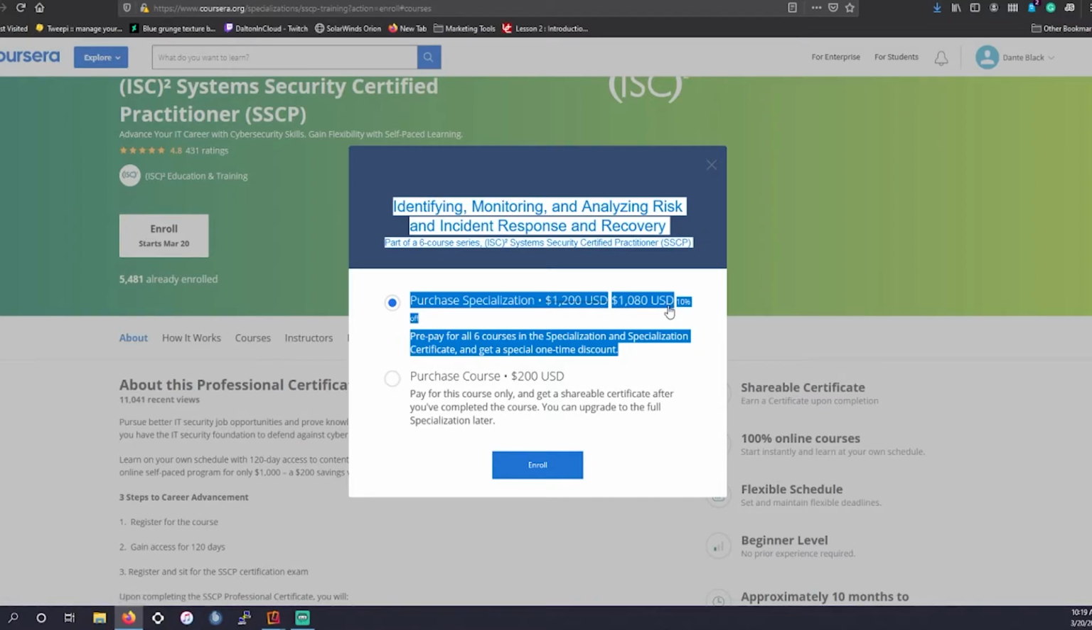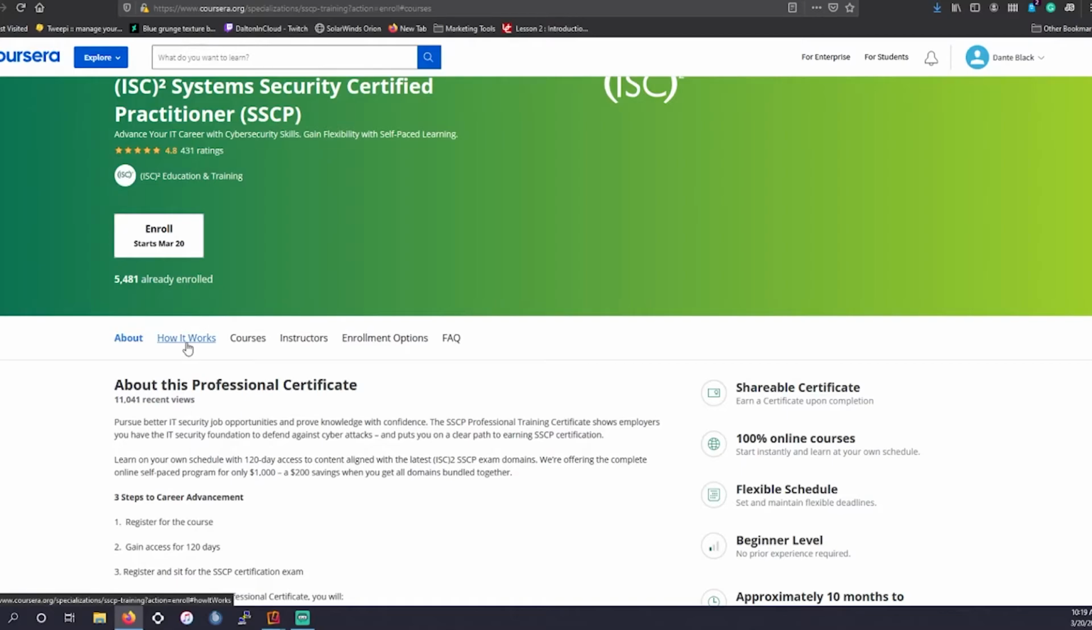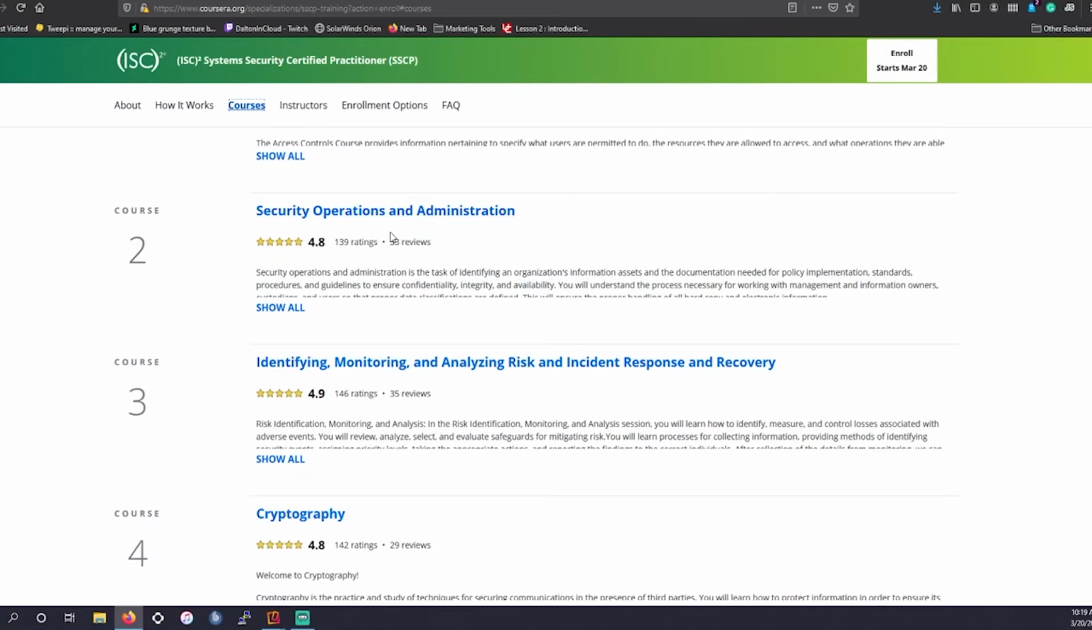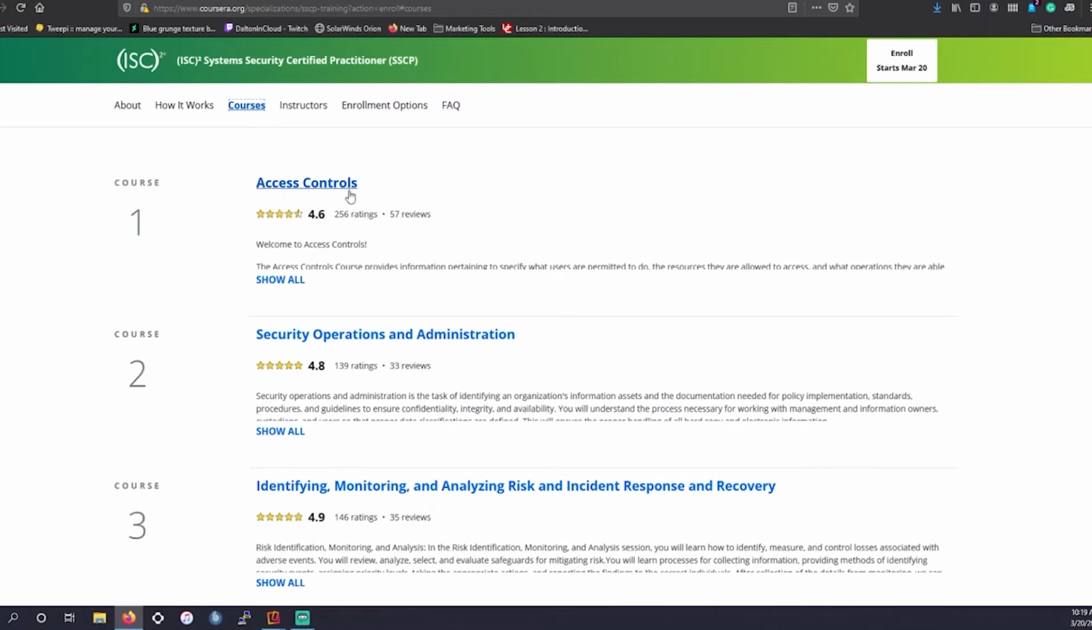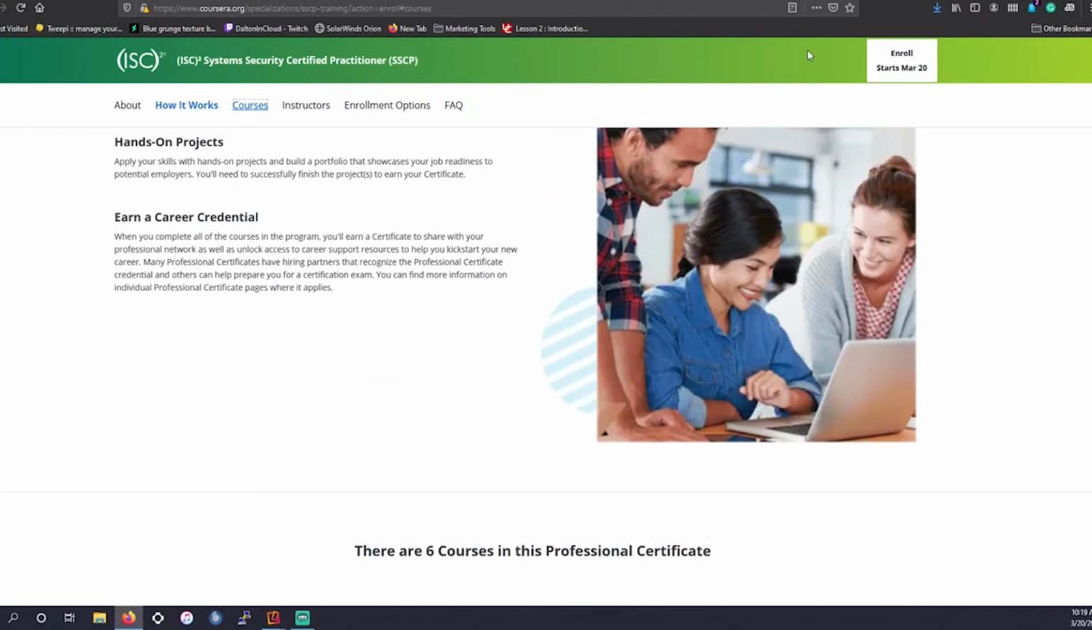If it was more of an associate level or senior level certification, $1,000 for training is not the worst. But considering this is a fundamental, this is just to get your foot in the door. This isn't something we want to go for. And they say you could just purchase one part of the certificate for $200. Basically, you're just getting one of the sections, the access controls domain. You're basically getting just this domain, and that's it. You're not getting any of the other domains. So that's the issue with that.